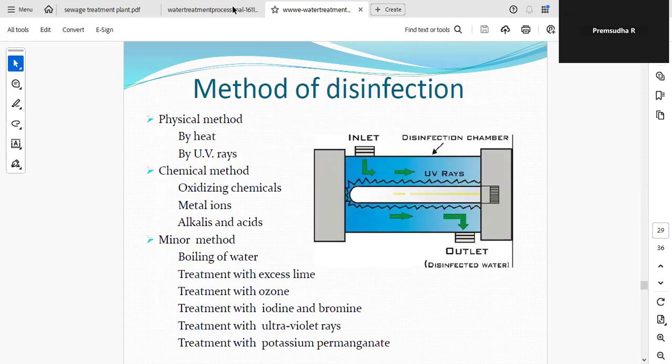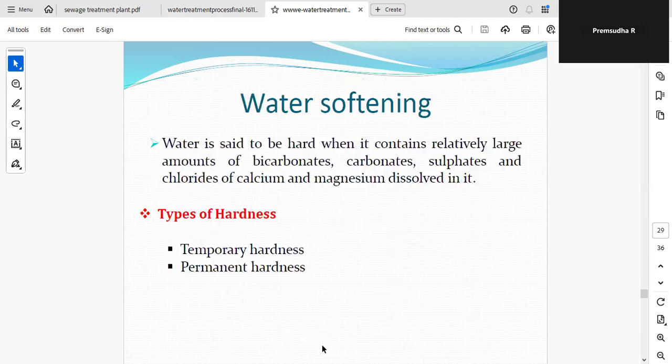Disinfection is a process of killing pathogenic bacteria by using a disinfectant. There are three methods here you can see: physical method by heat, and chemical method. Methods include boiling of water, treatment with acid, treatment with ozone, treatment with iodine, treatment with ultraviolet, and treatment with potassium permanganate.